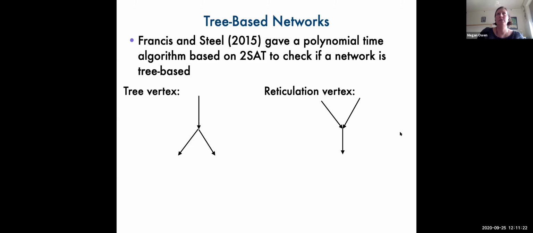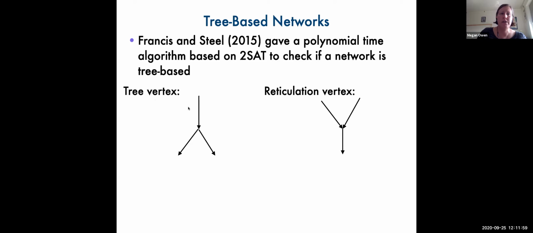So, Francis and Steel weren't the first ones to suggest what a tree-based network was, but they had this paper in 2017 that I think opened up the area of studying it. They showed that you can check in polynomial time, via an algorithm based on 2SAT, if the network is tree-based or not. I'm just going to give you the basic idea so you get a feel for this. In tree-based networks there's a lot of really interesting combinatorics going on, and there are still some open problems.